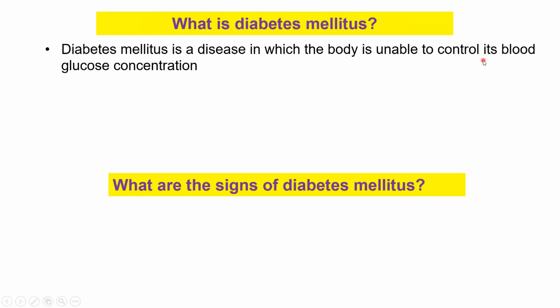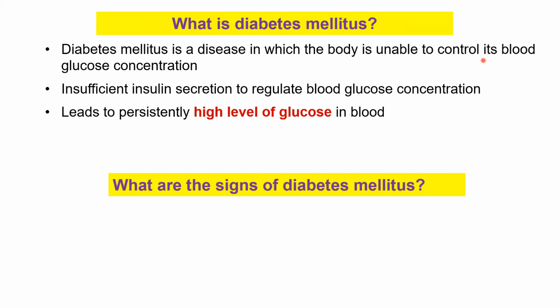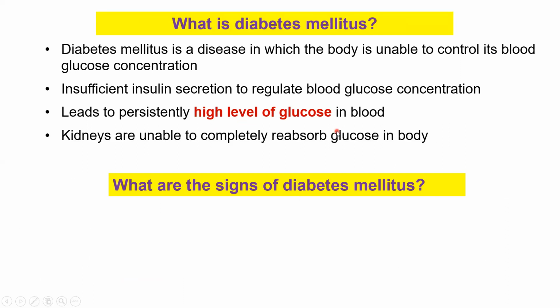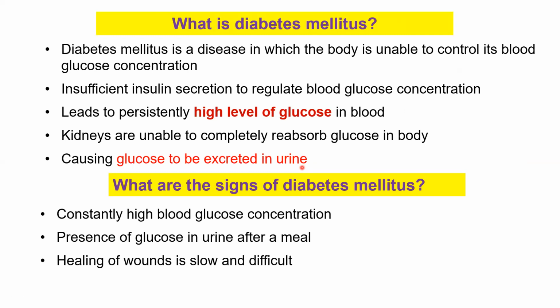Diabetes is related with high blood glucose concentration because of lack of insulin secreted by the pancreas, and the persistent glucose level in the blood is increased, which is responsible for less reabsorption, and ultimately that is excreted in the urine. That is the condition which is often asked in the examination: what is the sign of diabetes? When glucose starts excreting in urine persistently, continuously, that is a sign of diabetes. Whenever the person has glucose in the urine, the other sign observed is slow healing of wounds, and wounds are very difficult to heal.